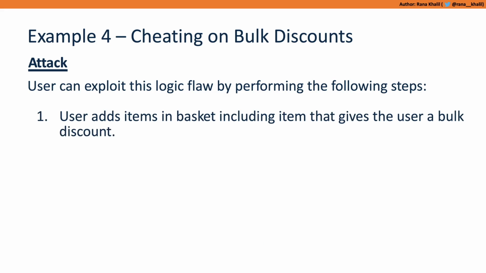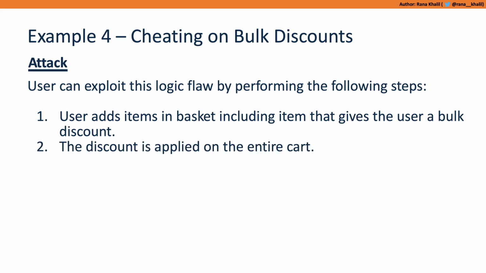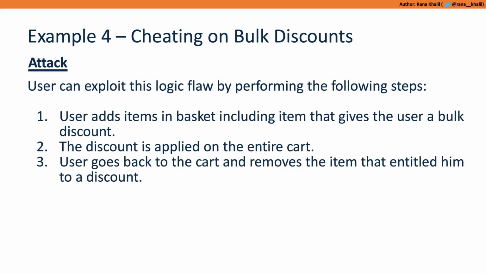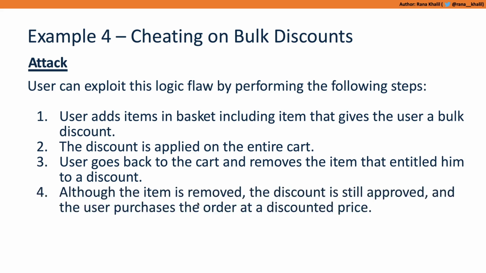So first, you add all the items that you want to purchase in your basket, including the item that gives you, let's say, a 25% discount. Since you have an eligible item in your basket, the discount is applied on your entire cart or your entire basket. Next, instead of paying for the order, what you do is go back to the cart and remove the item that gave you the discount, and then you proceed to buying the order at the discounted price.